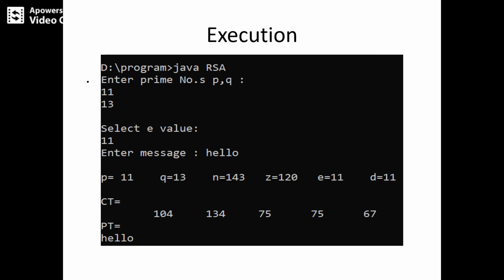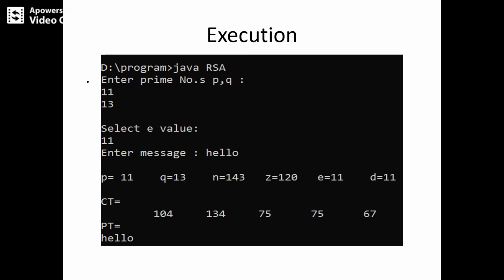So 104 we will get for h, again we will get 134 as the ciphertext value for e, and L is 75, one more L is 75. Similarly, O is 67. Then we decrypt the message again using the same formula: plain text P1, the first letter, equals ciphertext C1 to the power of D, modulus n. So we will get back the message.